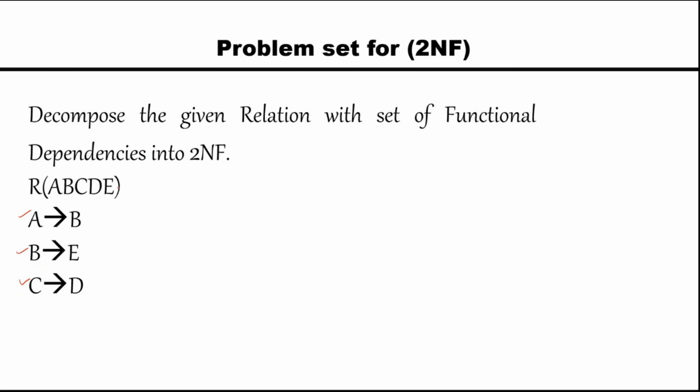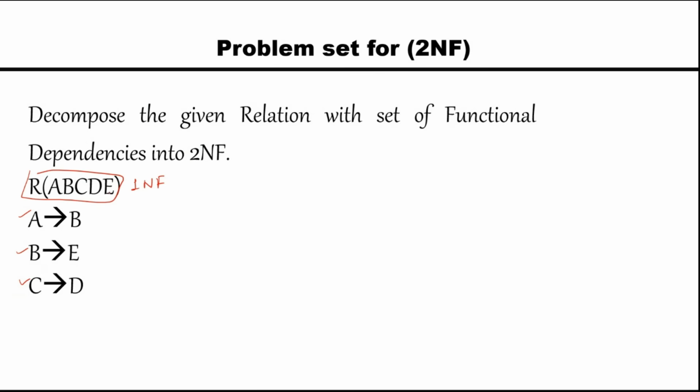So again, this given relation is already in 1NF. It is already in 1NF, so this test is not required. Now the next thing is you have to check for the partial dependencies. And for checking the partial dependency, how can you start? You have to start with computation of the candidate key.